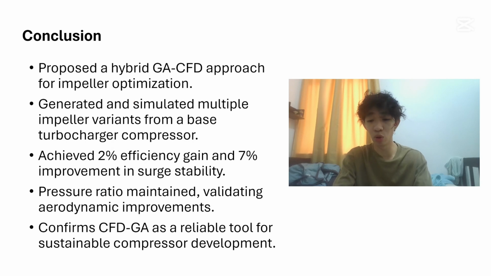So now I go to the conclusion. This study proposed a hybrid optimization method combining a genetic algorithm with CFD simulation to improve centrifugal compressor performance, starting with a base turbocharger design. We generated and evaluated multiple impeller variants. The result was a 2% gain in isentropic efficiency and a 7% improvement in surge stability, also achieved without compromising the pressure ratio.